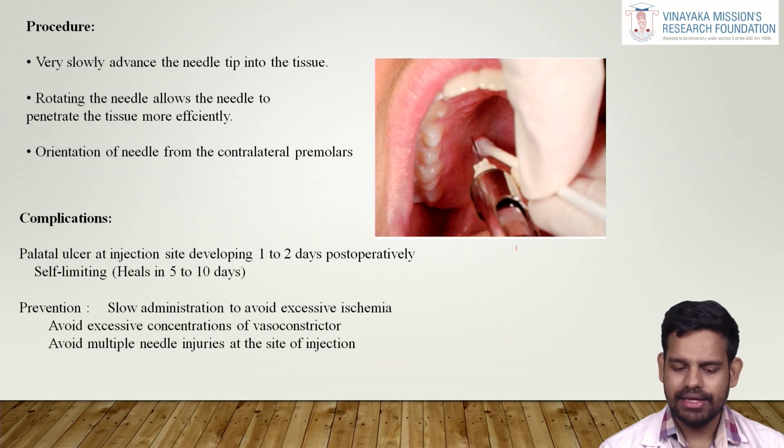So palatal ulcer at the injection site will develop 1 to 2 days post-operatively, and will heal on its own within 5 to 10 days. The prevention of this palatal ulcer formation is by slowly administering the local anesthetic solution and avoiding excessive concentration of vasoconstrictor, which will prevent the hypoxic or ischemic state of the palatal mucosa. Avoid multiple injection injuries at the site of injection. So we have to find the anterior middle superior alveolar nerve to inject into the correct area rather than giving multiple injections, which will lead to palatal mucosal ulcer.